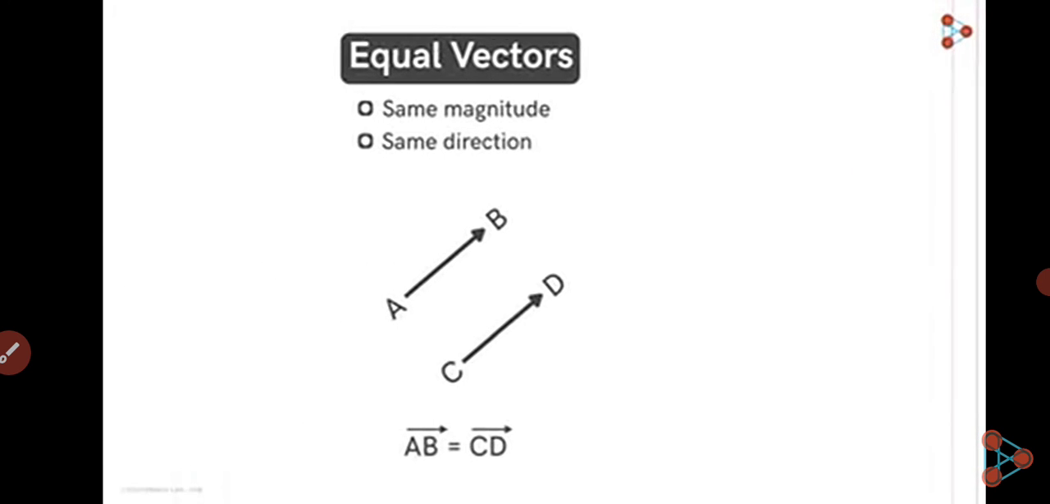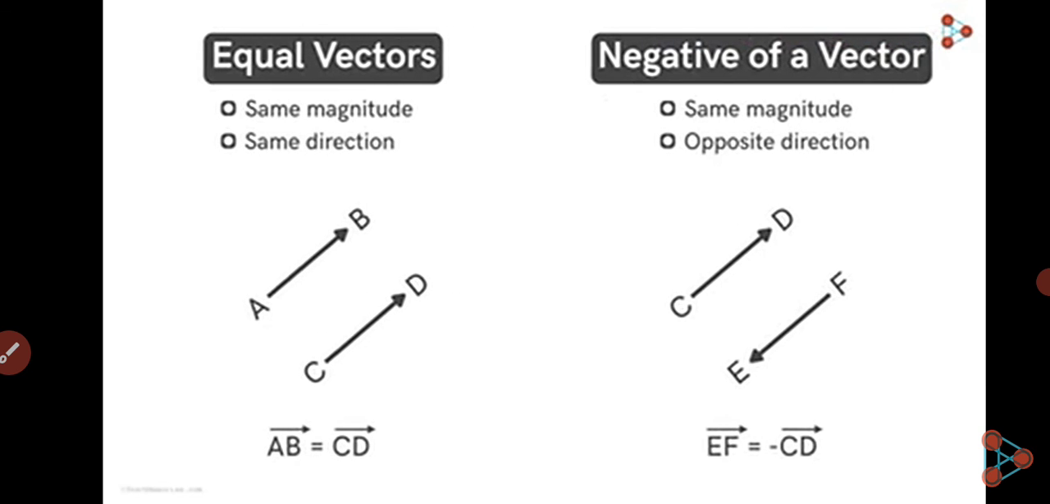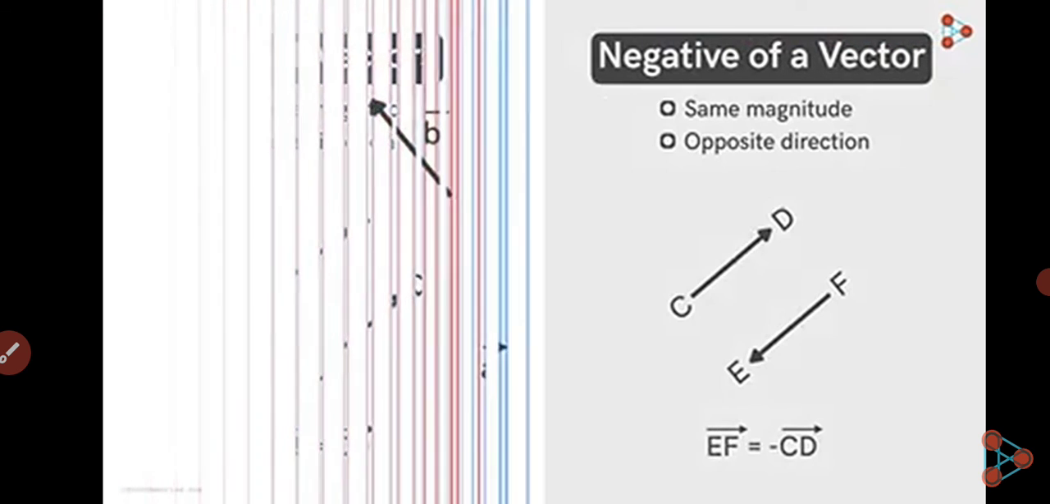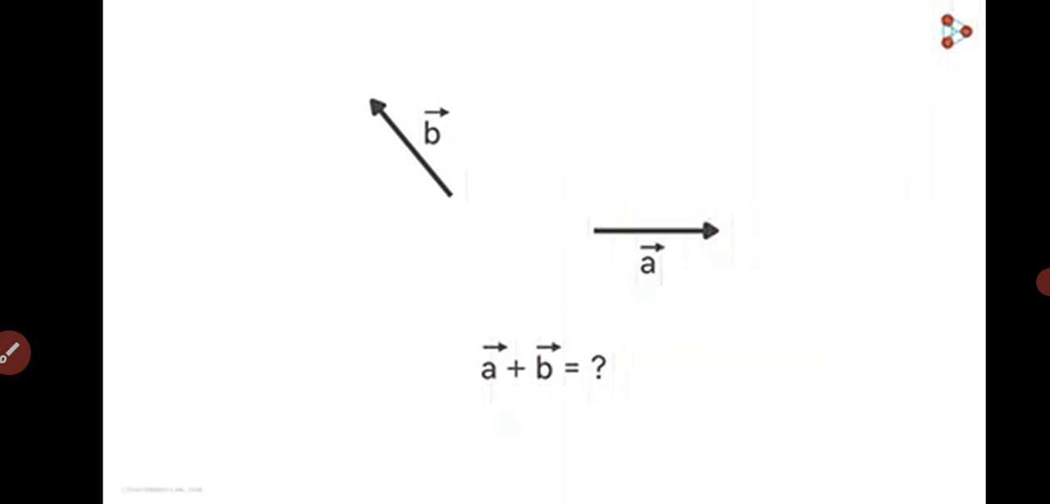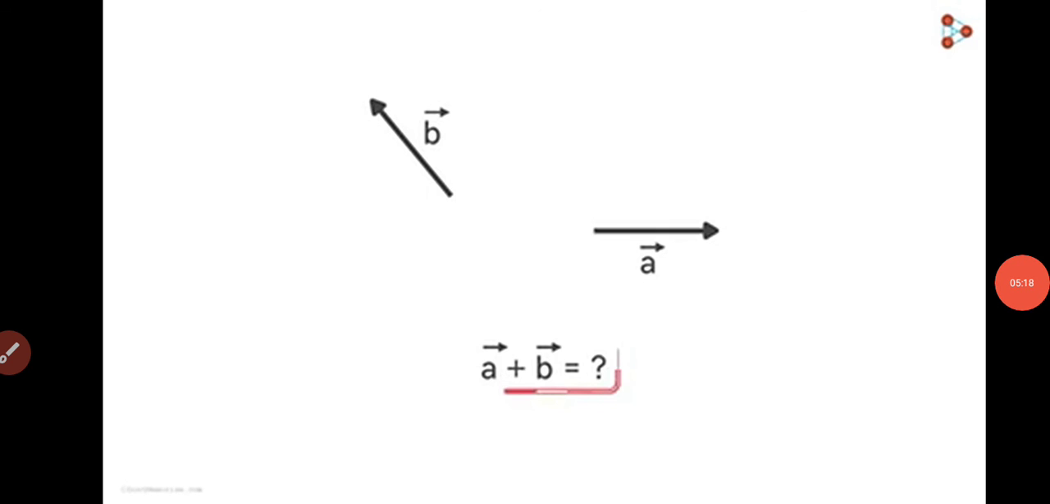So next we will talk about the addition of vectors. Equal vectors and negative of a vector, we have already studied. Now dear students, can we add vectors? So now the question is whether we can add or subtract vectors. When we were writing the difference between scalar and vector quantities, I told you that vectors can be added but in a different algebra called vector algebra. So about this we will discuss tomorrow.